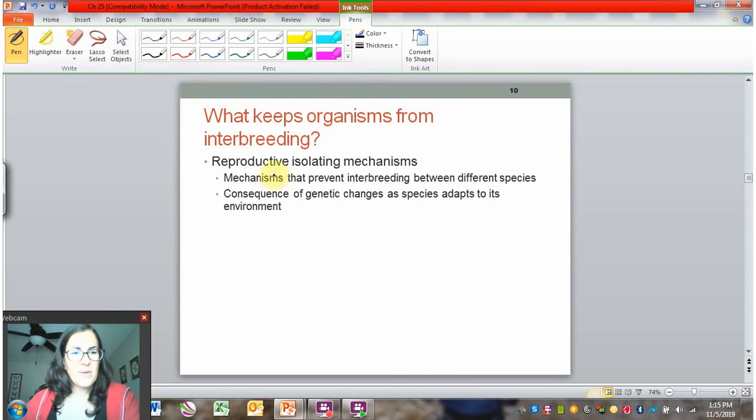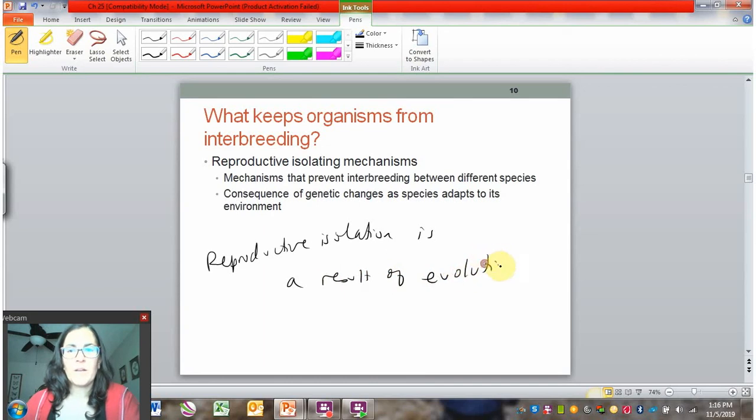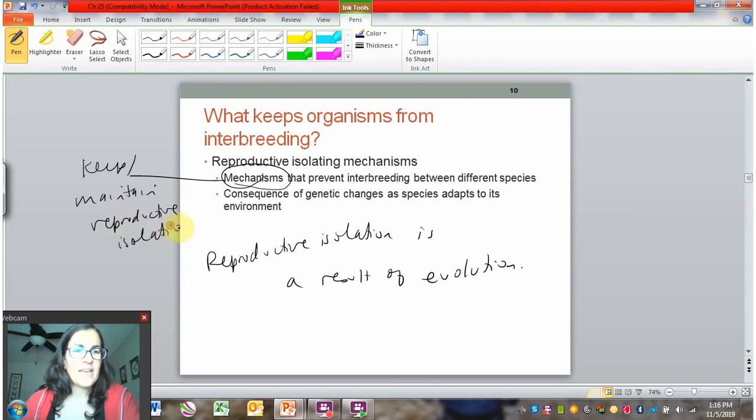So again, just to wrap up this topic a little bit, when we're talking about interbreeding, we're saying that if they can't interbreed, they're reproductively isolated. And it's a result of evolution. And once they're reproductively isolated, there's a whole bunch of mechanisms that keep them isolated. So it's what's sometimes called a virtuous cycle. They are isolated, and then they have these mechanisms that keep them from interbreeding with each other. So again, reproductive isolation is a result of evolution and a result of natural selection, all that other stuff. And then we have mechanisms that maintain that reproductive isolation.